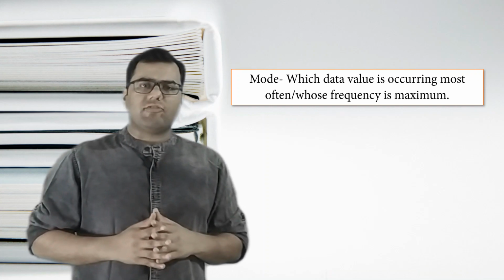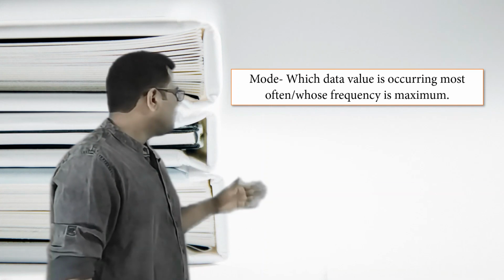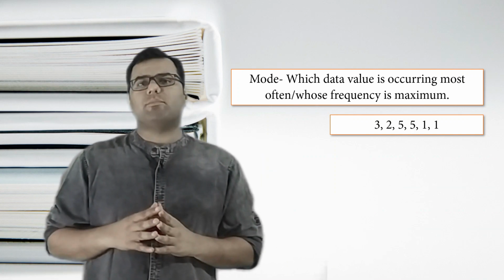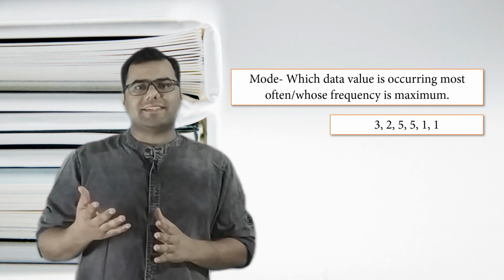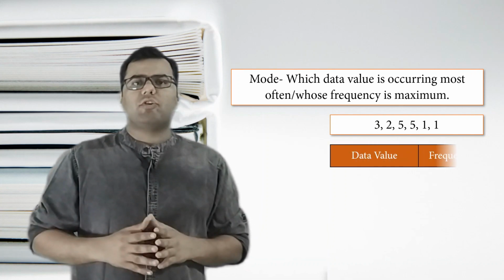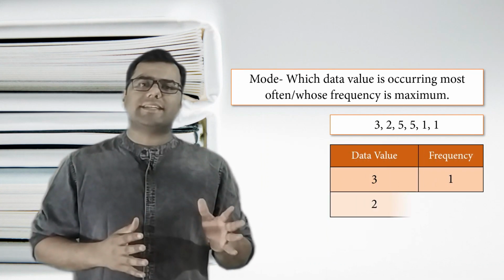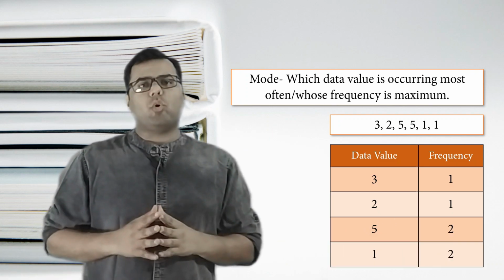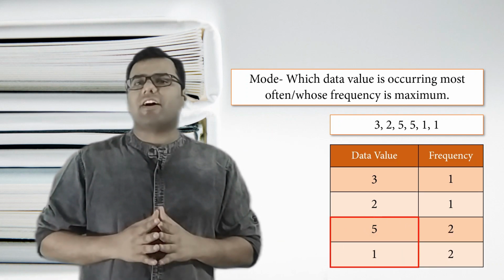What if the data values would have been 3, 2, 5, 5, 1 and 1? What would then have been the mode? We need to find out the frequencies of different data values again. For 3 it's 1, for 2 it's again 1, however for 5 and 1 it is 2 and 2. So the mode then would have been both 1 and 5.